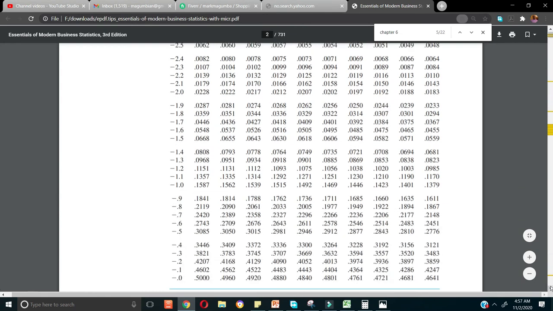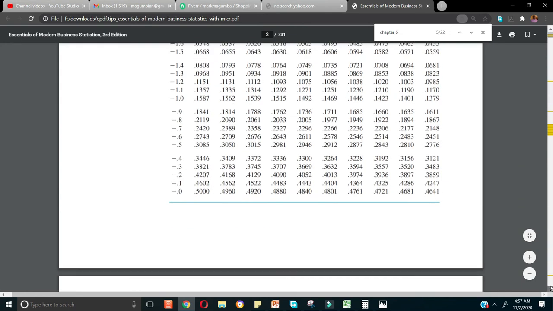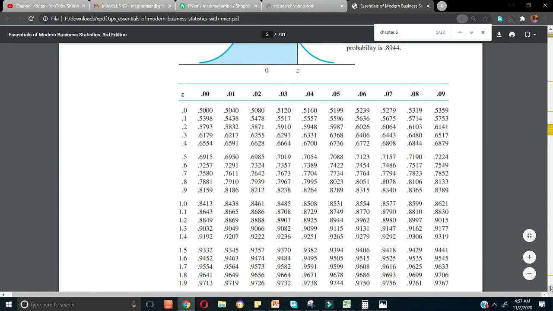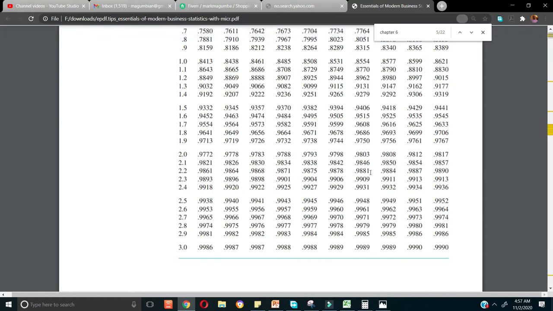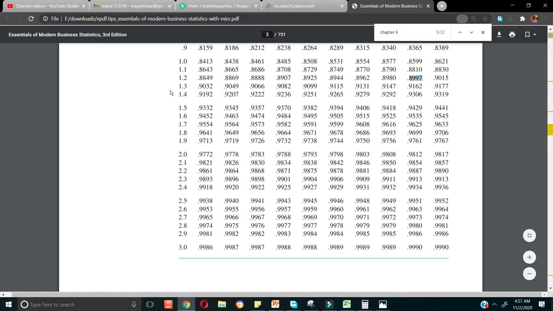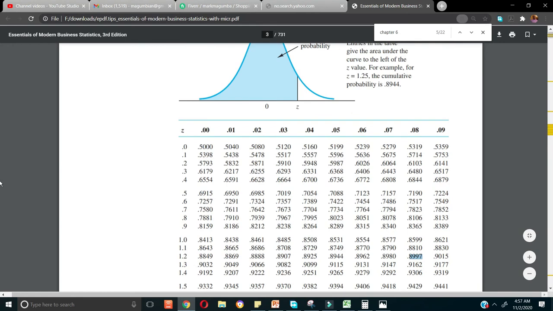Z value of 0.9, we want the positive values, right? Actually, you have positive and negative values. We didn't do any negative example. But if you're looking for a z value of 0.9, you're looking for the thing that is closest to 0.9, so you have to start from 0.8, probably. So the highest value you have is 0.8997, which corresponds to 1.28. Yeah, it's 1.28, right?